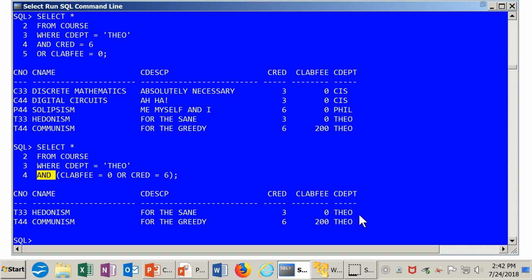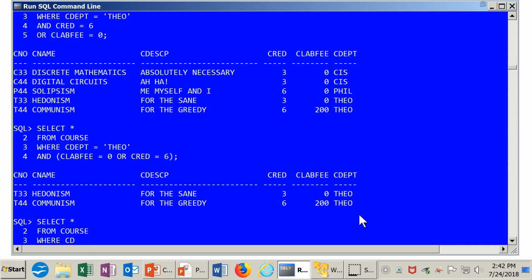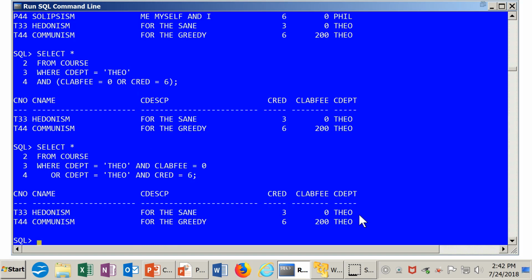There's another way to write this. Sometimes people don't like to use parentheses because it may be a bit confusing. So let's take a look at an alternative way to write this. I'm going to say select from course where the department is equal to theology and the lab fee is equal to 0. Now I'm violating my idea of one predicate per line because I want to show you how these things are grouped. And then we say alternatively, because we're using or, the department could be theology and the credit is equal to 6. We fire that up, we get the same result.